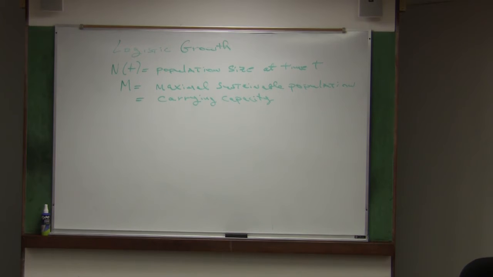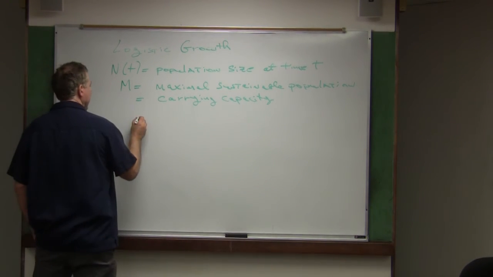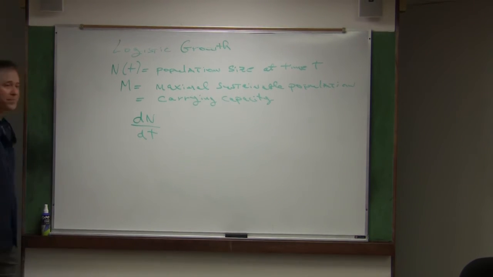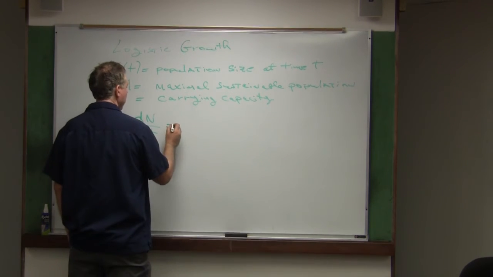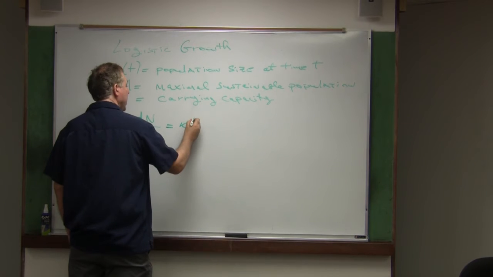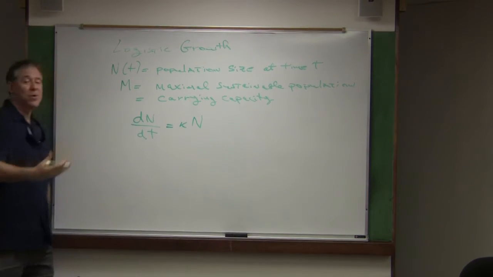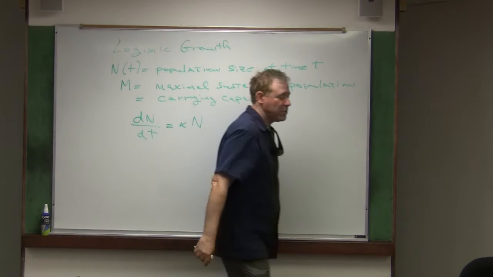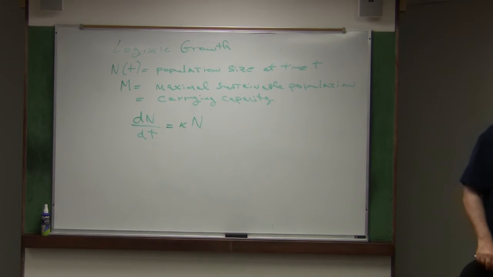So we're going to say that the rate of change of growth, dN/dt, that's the rate of change of the population with respect to time, is going to be proportional to how many animals are in that population, whether it's animals or fish or insects or whatever. So it's going to be proportional to N. It's some constant, say k, times N.